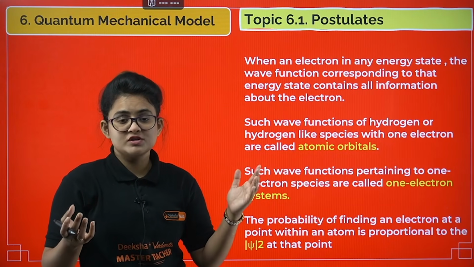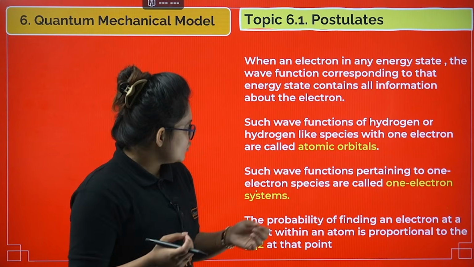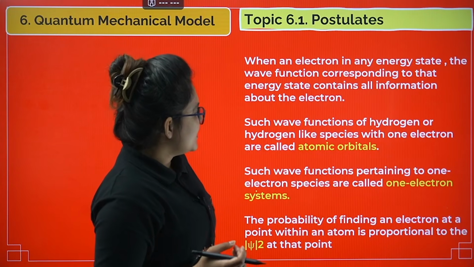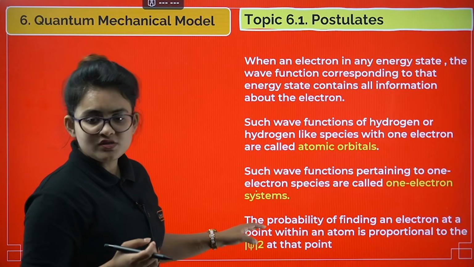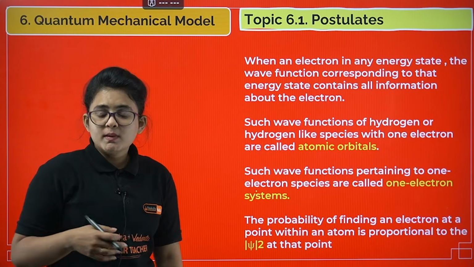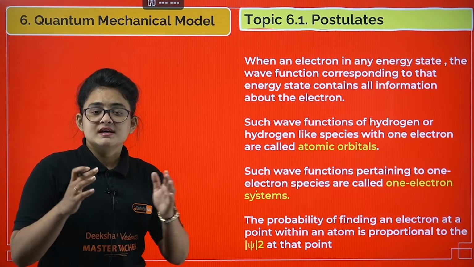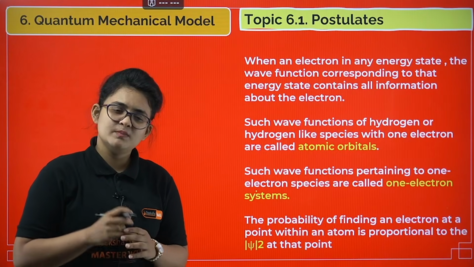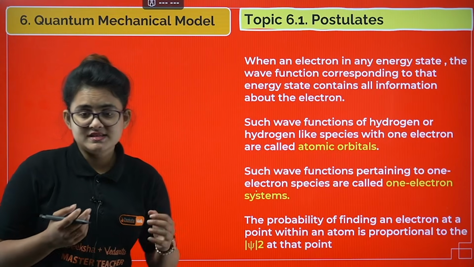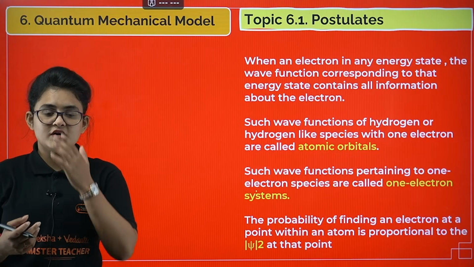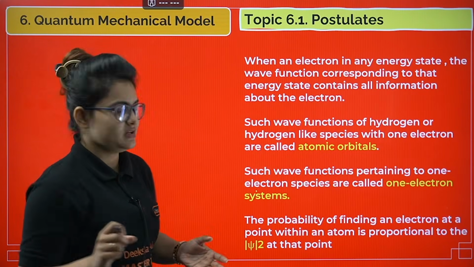Till Bohr's concept it was orbits, now it is orbitals. Those wave functions pertaining to one electron species are called a one electron system. The probability of finding an electron at a point is given by psi square at that particular point, but psi is the wave function that contains the whole information about an electron at a certain energy level.